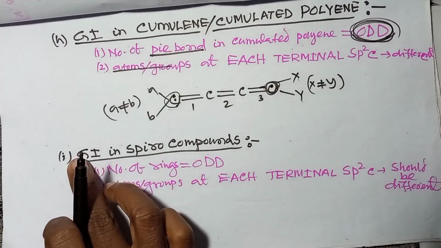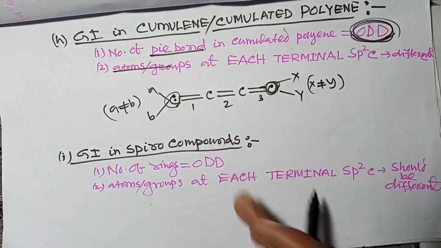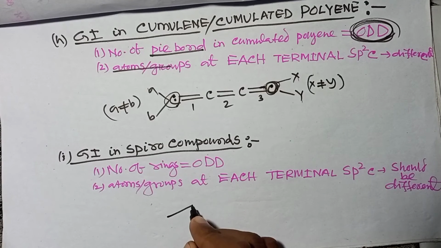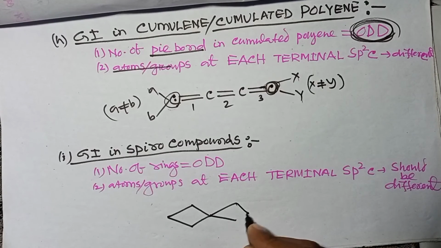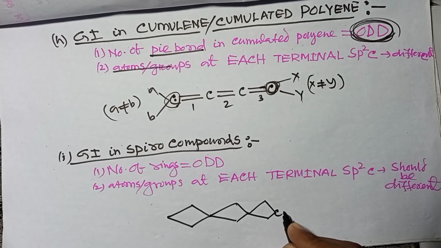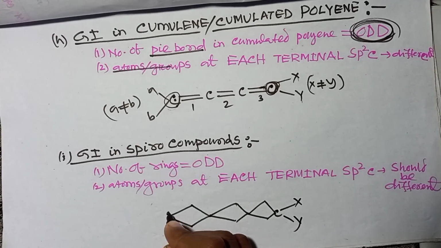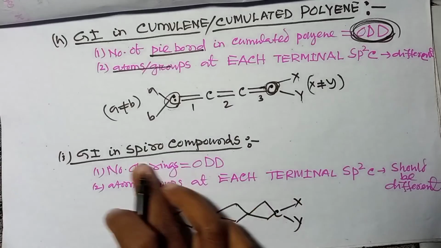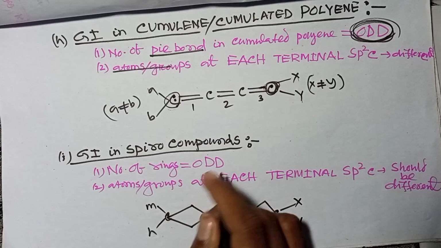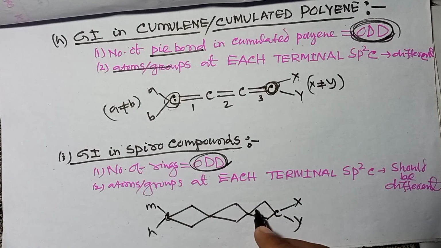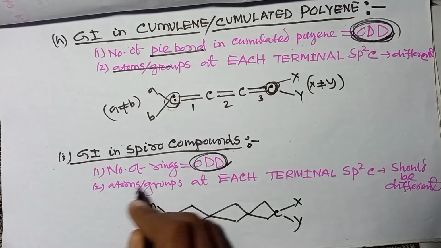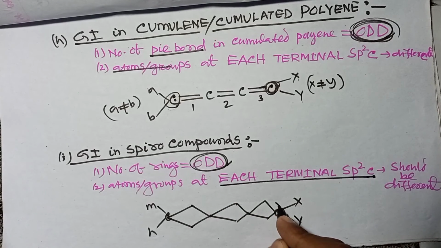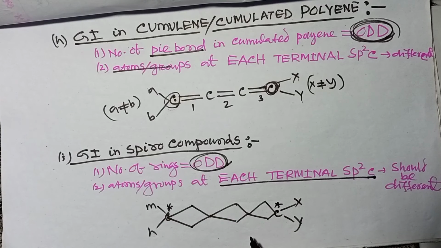So let's see the condition in spiro compounds. In the case of spiro compounds, the number of rings should be odd. This is a spiro compound. Here it is x, y. The condition is similar to the cumulene. The number of rings should be odd, and atoms or groups at each terminal sp2 hybridized carbon should be different. So these are the terminal sp2 hybridized carbon atoms.